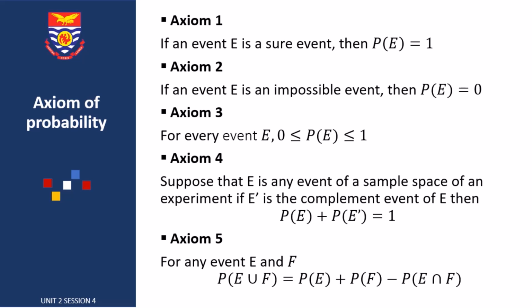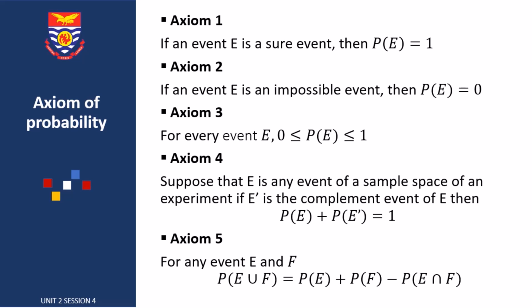Axiom 2. If an event E is an impossible event, then the probability of E is equal to 0. The probability is 0 because the event is not possible. Can you think of any example? You have a lot to think about, right? Give an example to yourself. Try it yourself.